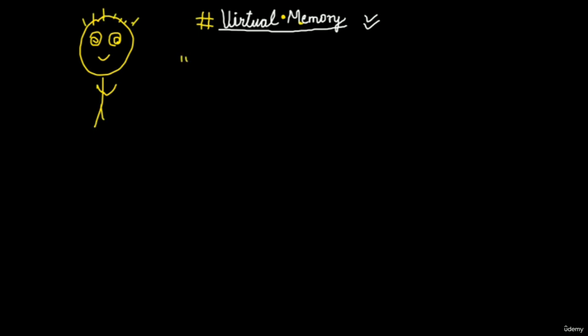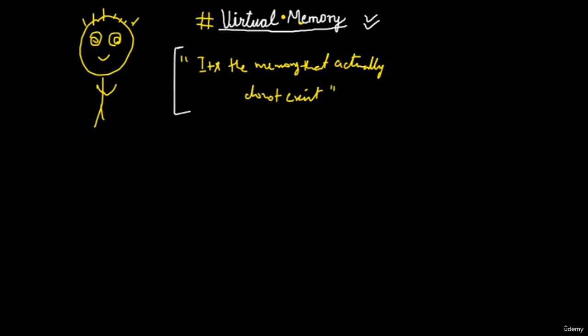So, it's the memory that actually does not exist. You might be wondering how it's possible. So that's how it got its name, virtual memory. So let's understand the aspect of virtual memory. What does it actually mean, and what do we mean by does not actually exist? Well, that's pretty much not obvious, right?